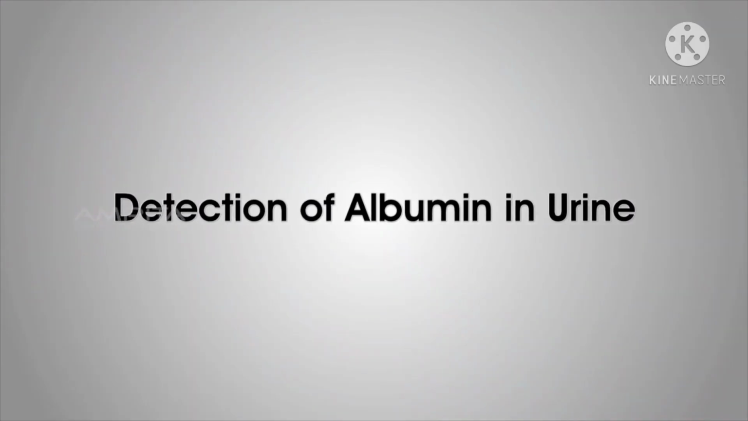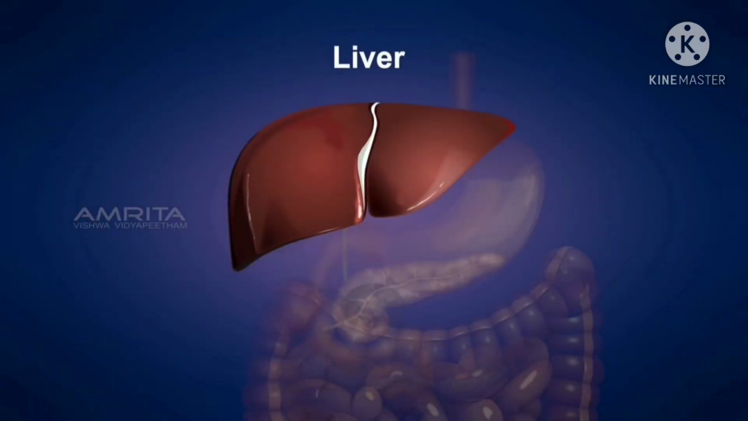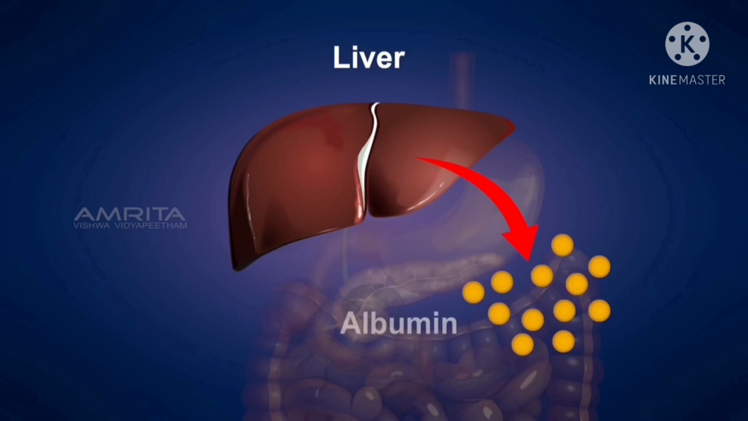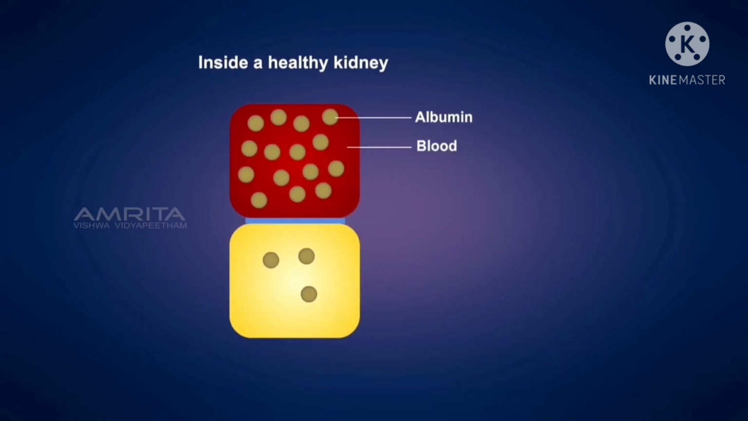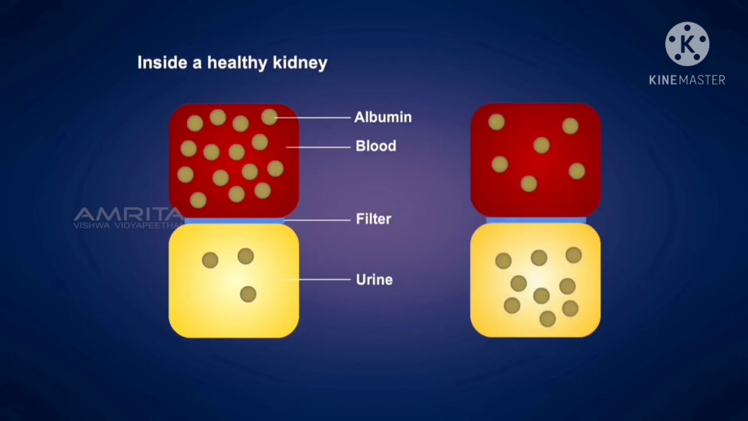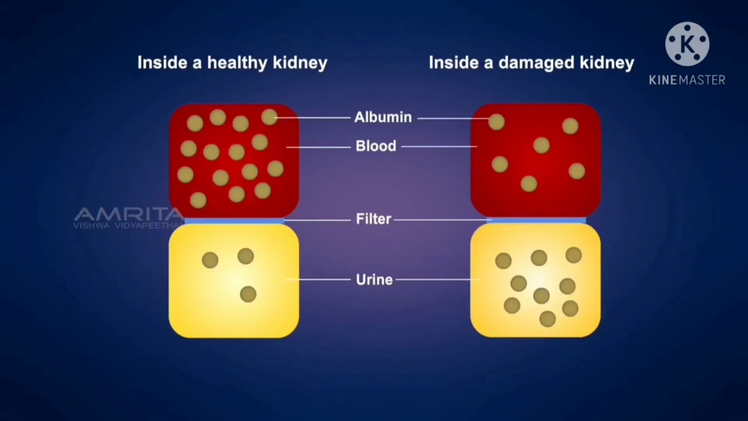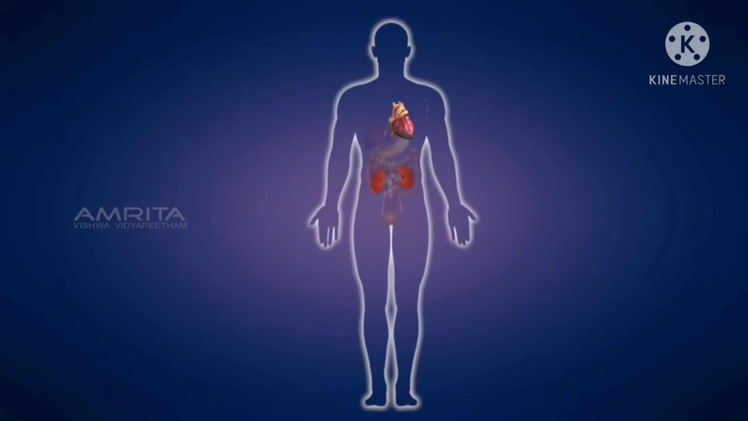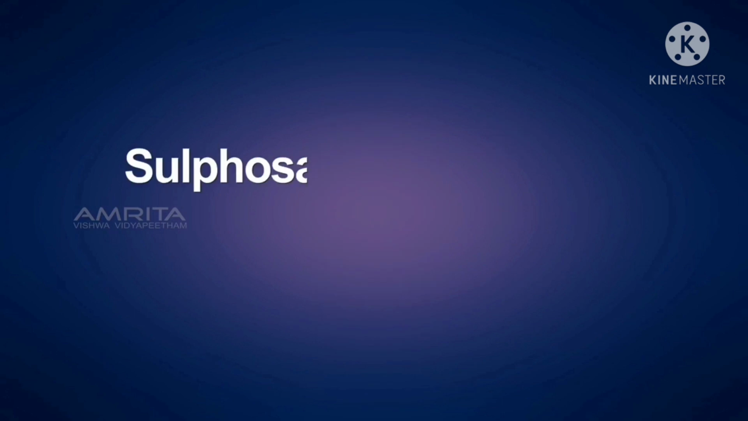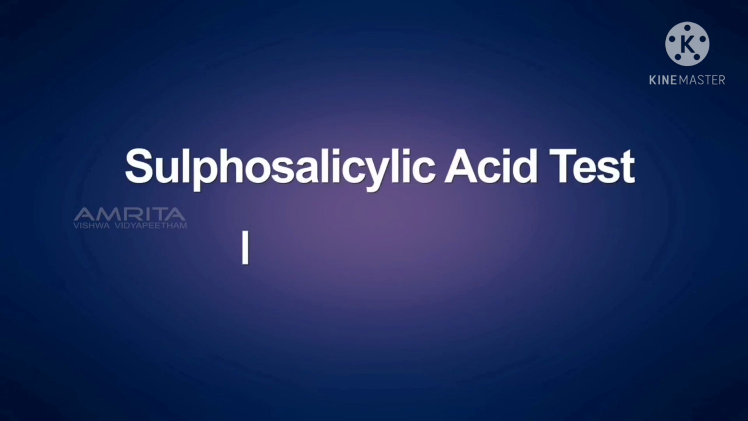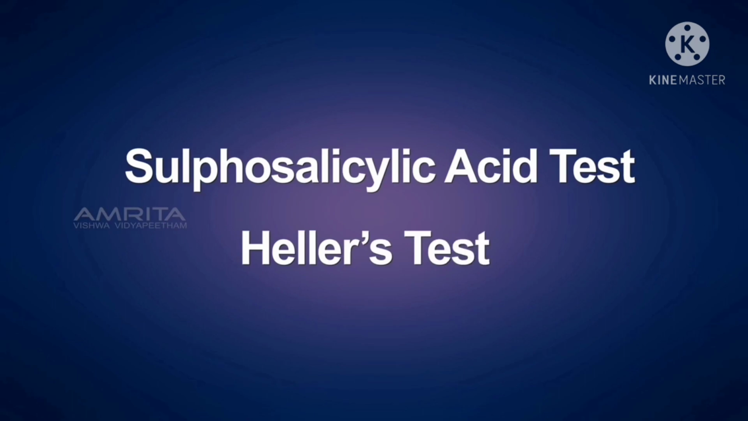Detection of albumin in urine. Albumin is a protein produced by the liver and is mainly found in the blood. A trace of protein is found in normal urine daily. Under pathological conditions like albuminuria, the level of albumin found in urine will be way above the normal level. In kidney disturbance and in high blood pressure, albumin level in urine is significantly high. To detect albumin in the urine, sulfosalicylic acid test and Heller's tests are done.